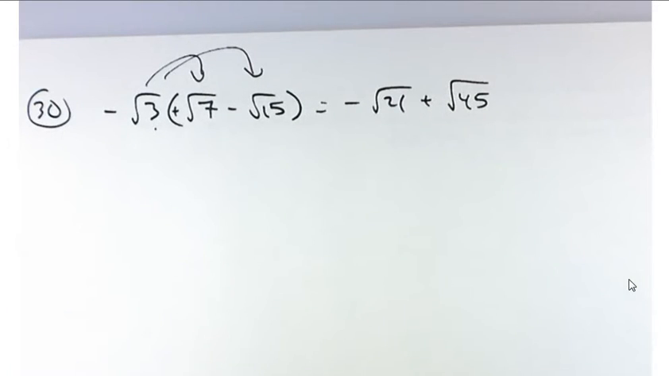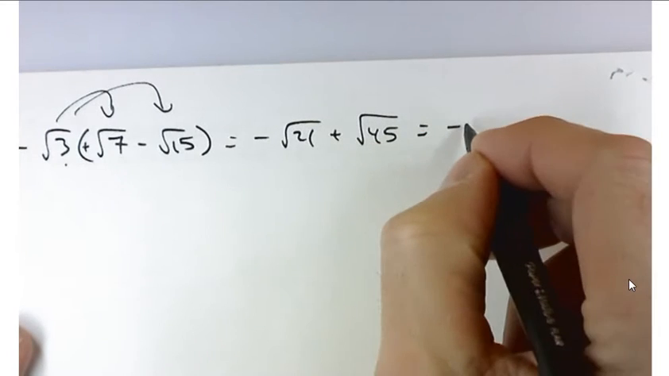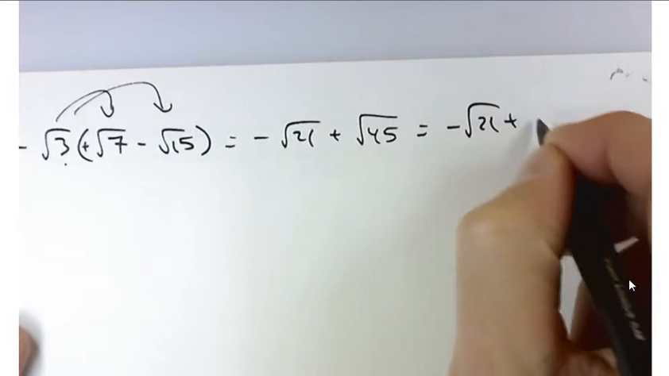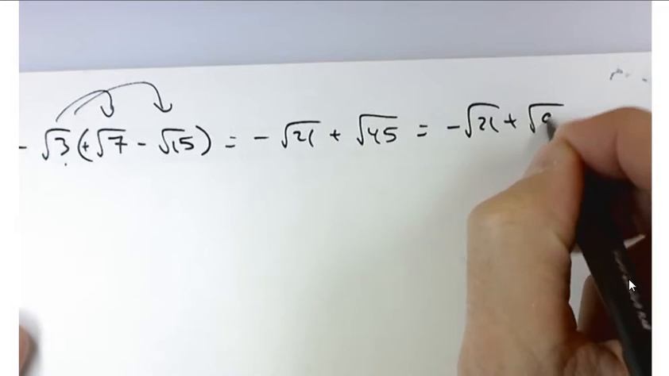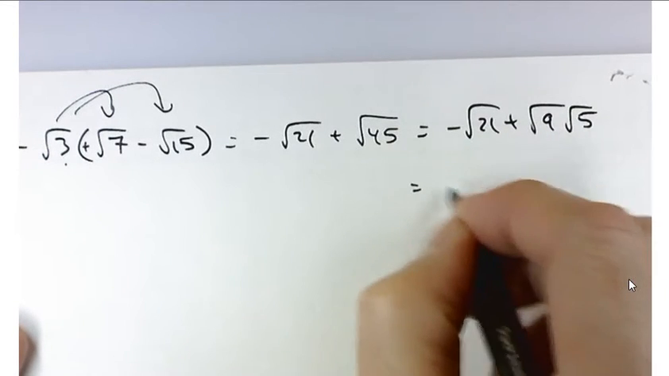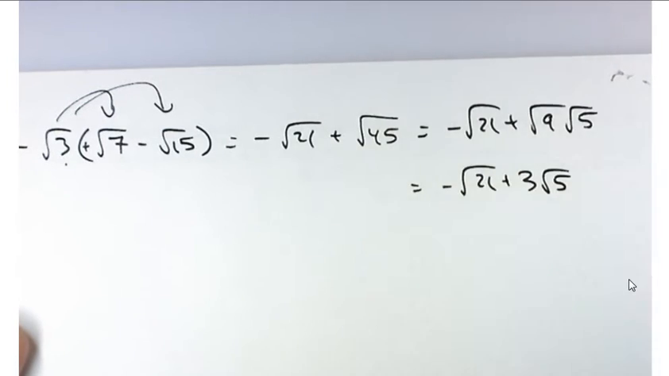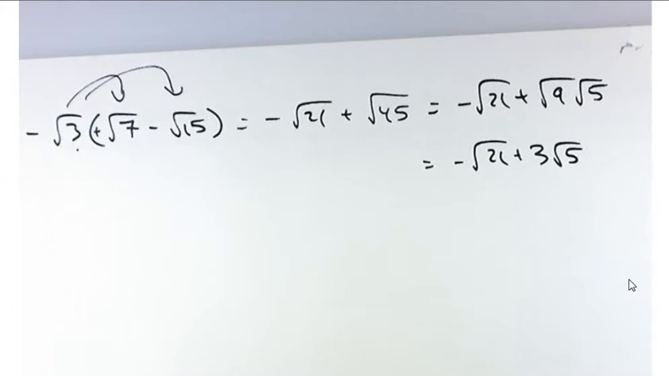Now, it's true that those aren't like terms, but we can still go a little bit farther with the second of these. What perfect square divides 45? Good. 9 goes in there 5 times, so you should end up with minus the square root of 21 plus 3 square roots of 5. How do we do on that one? Get that one right? Okay. Good.